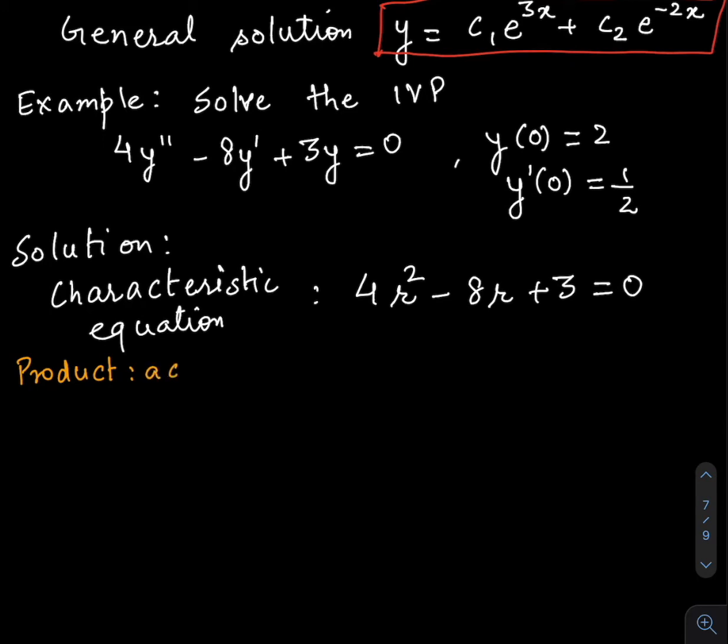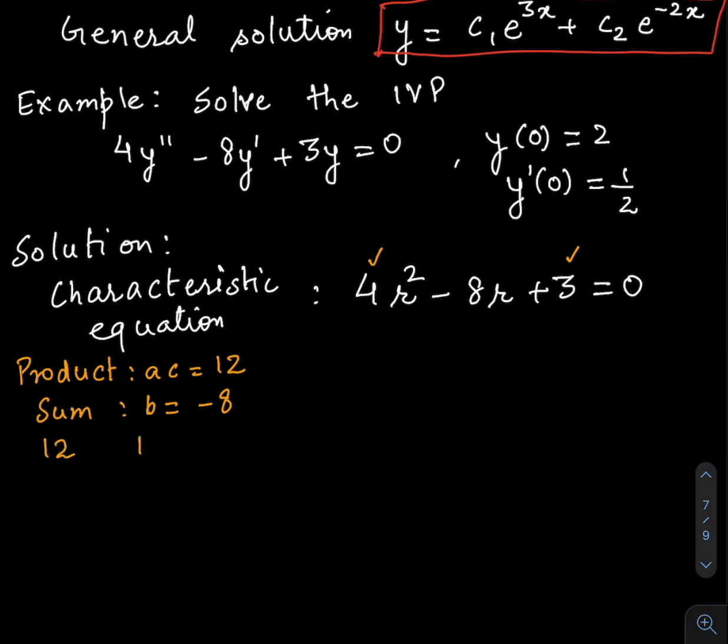The product needs to be equal to a times c. This is your a, this is your c, which is 4 times 3 equal to 12, and the sum we want to be the coefficient of r, equal to negative 8. If the product is positive and the number is negative, it means the sum is negative, so both numbers need to be negative. So what we do is we factorize this 12.